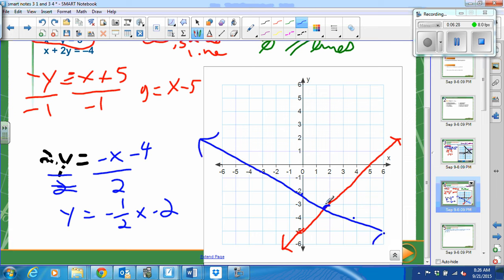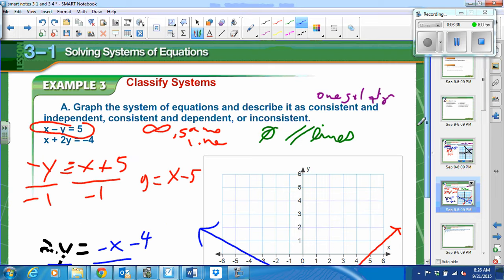Pretend that looks good, and pretend that you can actually see that it's intersecting right there at (2, -3). So it has exactly one solution. So we go back up here and we say, okay, then it is consistent and independent.